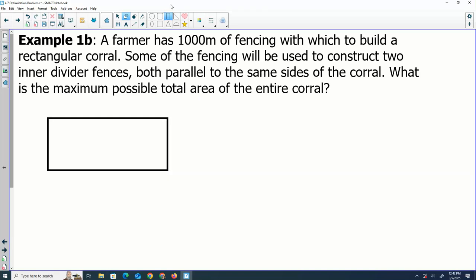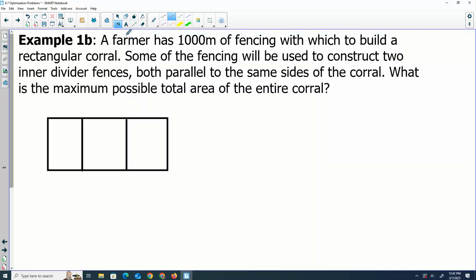All right. Some of the fencing will be used to construct two inner divider fences, both parallel to the same sides. So they're both going the same direction, whichever direction you chose for that to be. All right. What is the maximum area of the corral?